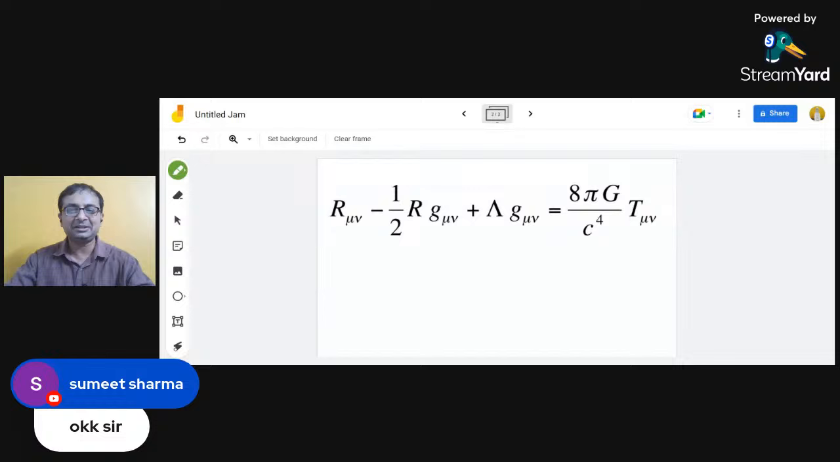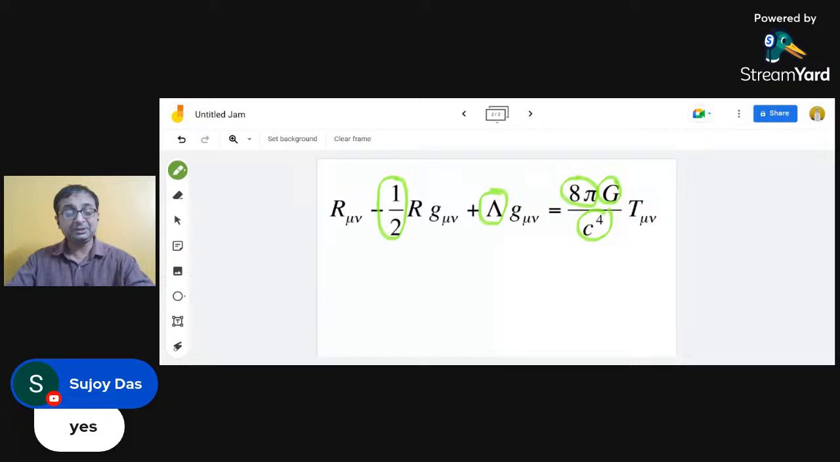So first of all, you already know what is our half. I don't need to measure. You already know what is capital lambda, that is called the cosmological constant. You already know what is 8 pi, that is also known to you, I mean to say constant. You know this is the gravitational constant, and you know what is C4. What is C4? Speed of light. Don't ask me why it is C4. I will come to that later, one by one.